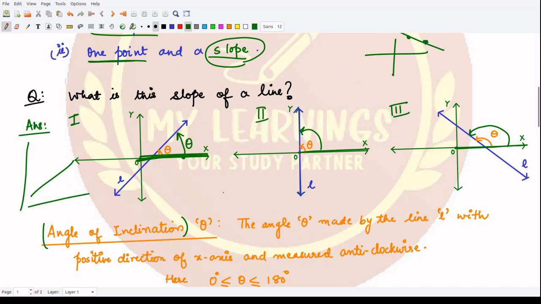So you see here, when the line is like this, we say it is not at all slant, not at all inclined. So its slope would be 0. You'll see in a moment how. And if your line is like this, we say it is very slant, right?